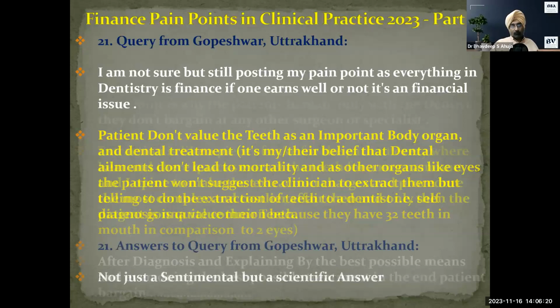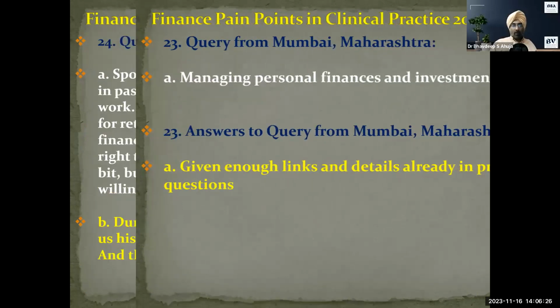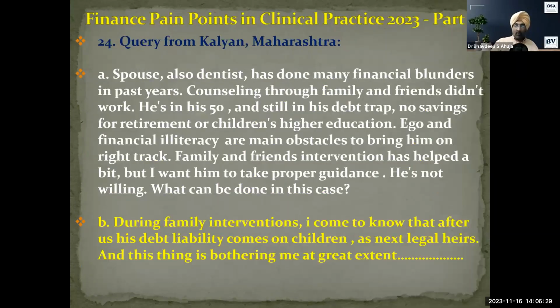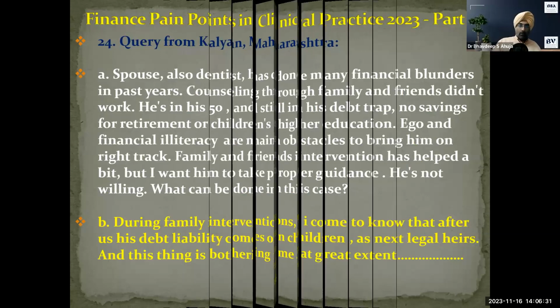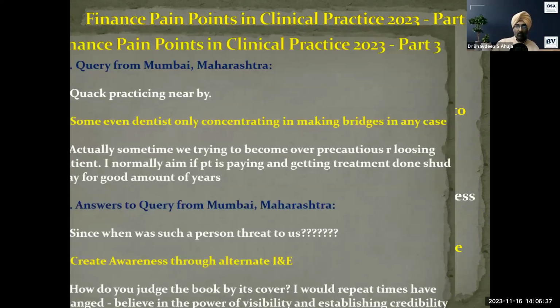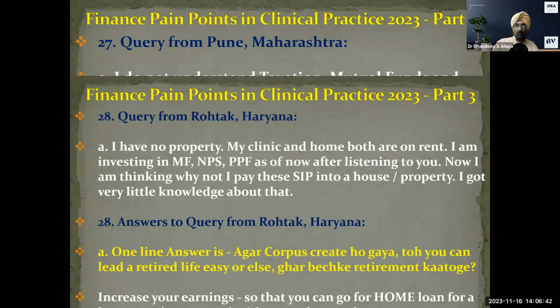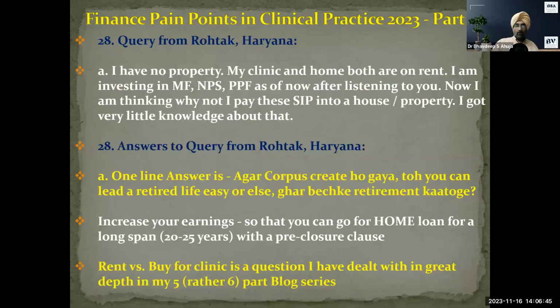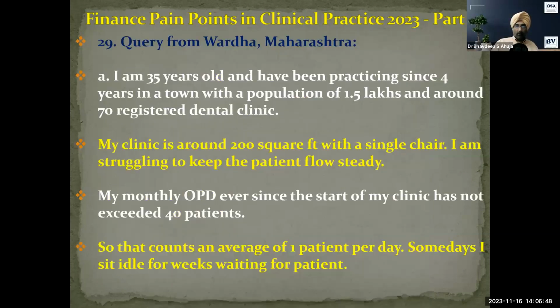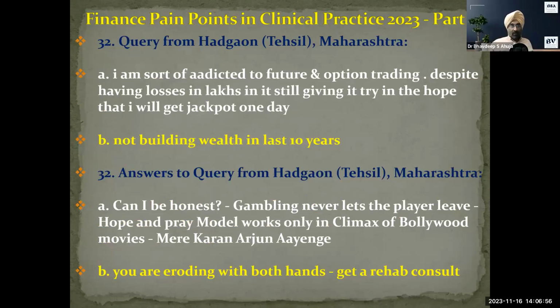Uttarakhand. 22 from Lucknow, Uttar Pradesh. 23 from Mumbai, Maharashtra. Number 24 from Kalyan, Maharashtra. 25 from Vadodara, Gujarat. 26 from Mumbai, Maharashtra. 27 from Pune, Maharashtra. 28 from Rohtak, Haryana. 29 from Wardha, Maharashtra. And number 30 from Vadodara, Gujarat. 31 from Bhavnagar, Gujarat. And episode number 3's last query, Hadgaon, Tehsil, Maharashtra, number 32.